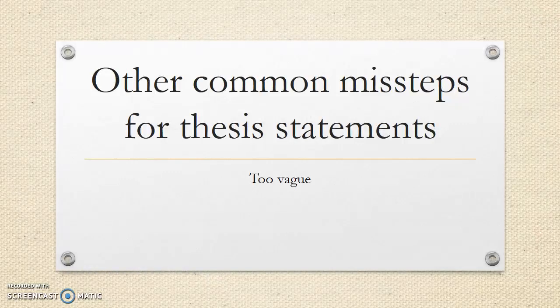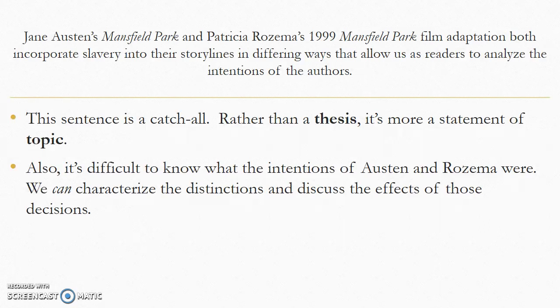Another common misstep for a thesis statement is writing one that's too vague. For instance, here's a piece of student writing. It says, Jane Austen's Mansfield Park and Patricia Rozema's 1999 Mansfield Park film adaptation both incorporate slavery into their storylines in differing ways that allow us, as readers, to analyze the intention of the authors. So this statement is a catch-all. There's nothing that clarifies what the differences are in the ways slavery is portrayed in the two films. So rather than a thesis statement, it's more of a statement of topic.